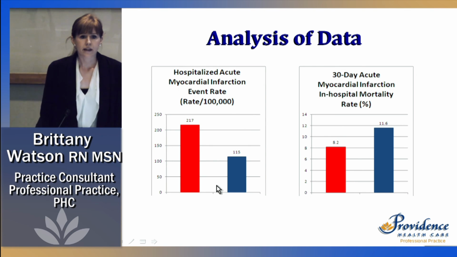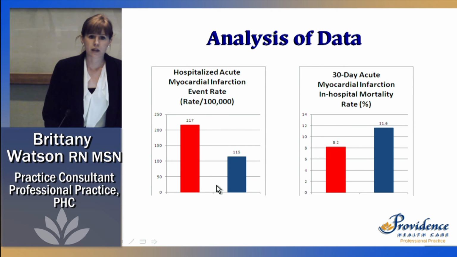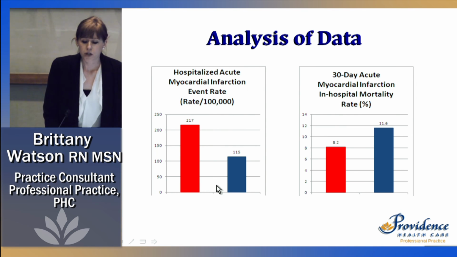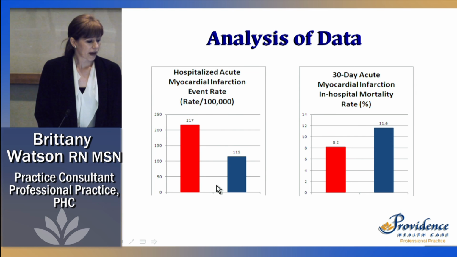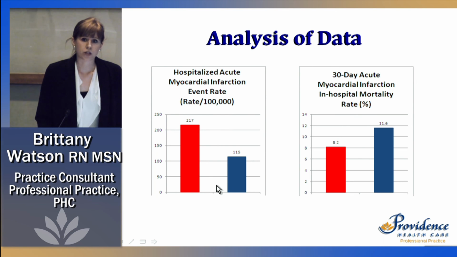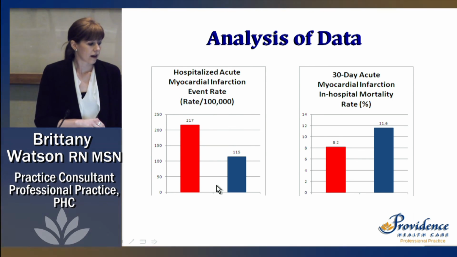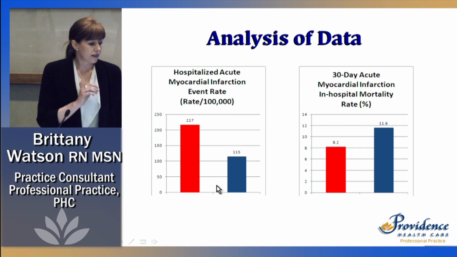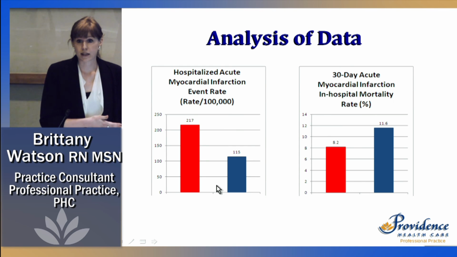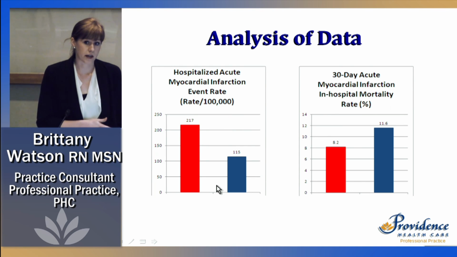So when we look at data, it's important to understand data, but it's also important that we analyze the data within the context in which it is being presented to us. If we look at these two graphs, the red bars are representative of a national average, and the blue bars are representative of an average within a community of care. The first graph says hospitalized acute myocardial infarction event rate. This graph shows us that within this community of care, our population is healthier than the national average. There are fewer people having heart attacks.